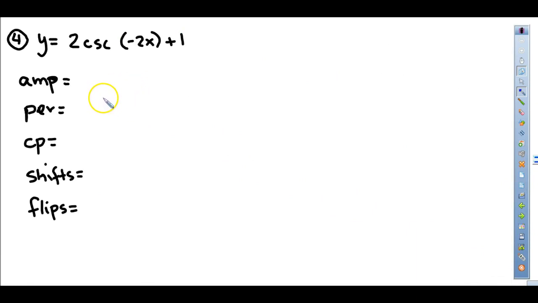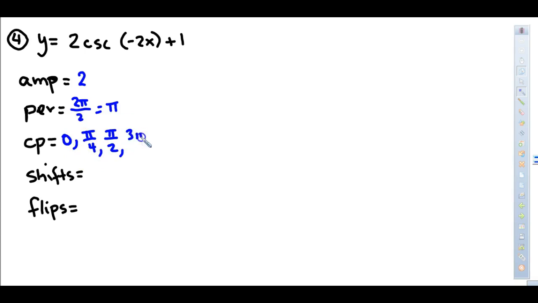Okay, let's analyze what's going on here. I have an amplitude of 2. The period is going to be 2 pi divided by the absolute value of b. So that's just going to be pi. My first critical number will be 0, and then the next one will be the period divided by 4. The next one will be this number times 2, which will be pi over 2. And then this number times 3, which is 3 pi over 4. And then this number times 4, which should bring you back to the period, and it does.